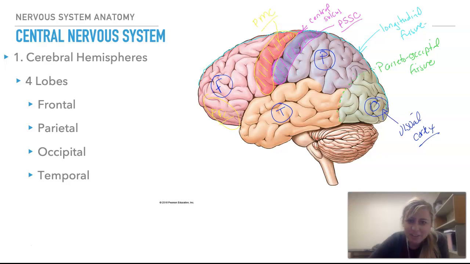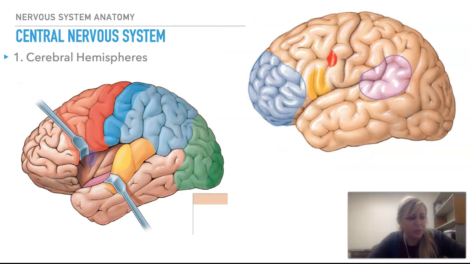Now, dividing the frontal from the temporal lobe, we have another kind of groove here, another sulcus. It's called the lateral sulcus. And the lateral sulcus divides the frontal from the temporal lobe. Now, an important part of the temporal lobe in kind of this area is the auditory cortex, and auditory means the special sense of hearing. So we have an auditory cortex actually on both sides of the cerebral hemispheres.